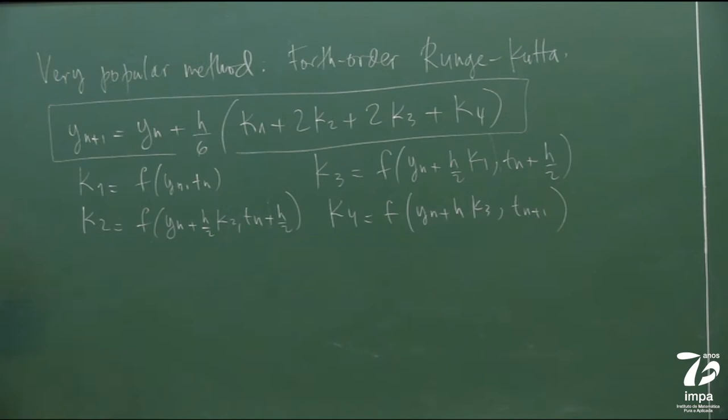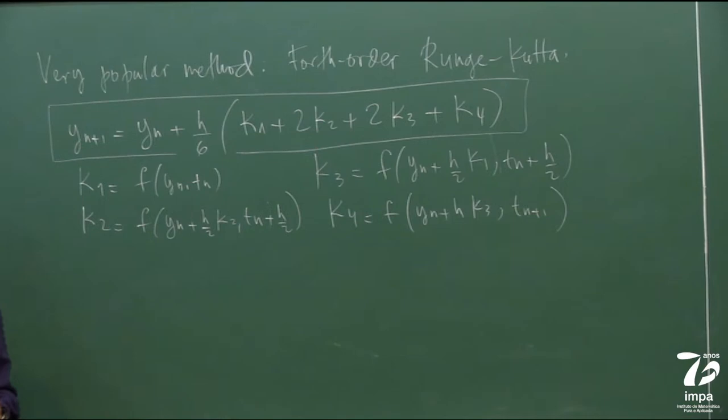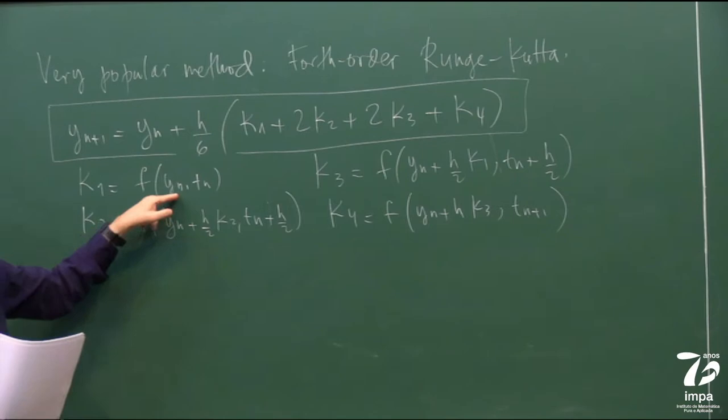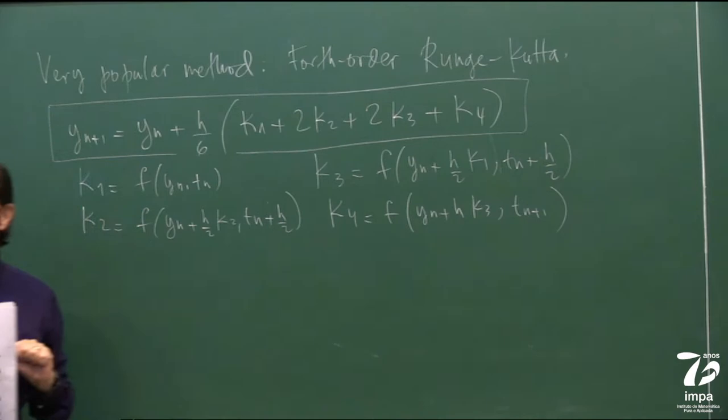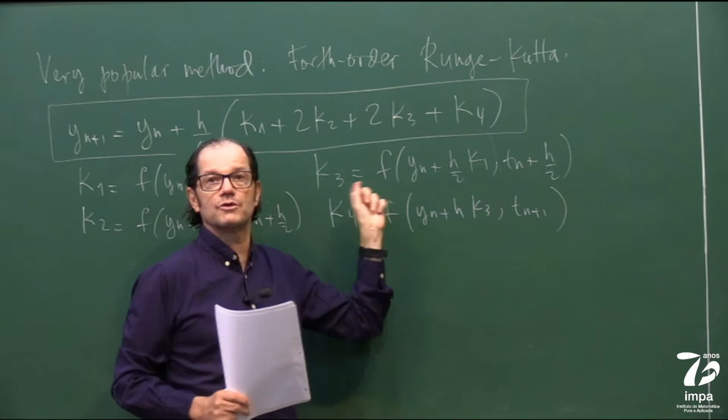This is basically, you can think of it, like a weighted average. Look, 1, 3, 3, 1 over 6, right? So it's a weighted average of four tests of the vector field. This is basically the vector field of Euler. These two are like just sniffing the vector field halfway through the time step. And this is like one going the full time step, but using the vector field of the previous one. So this combination kills terms in the Taylor series.